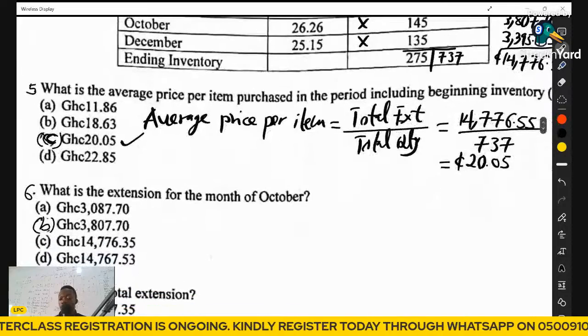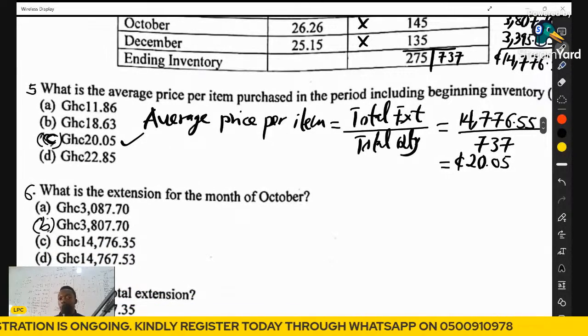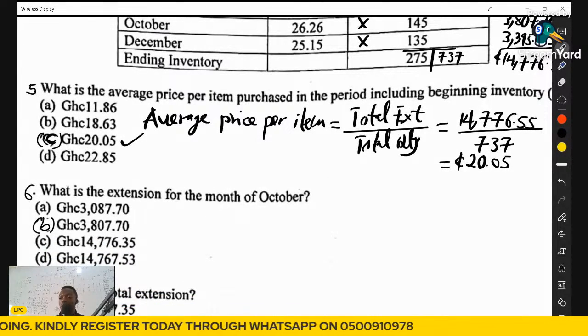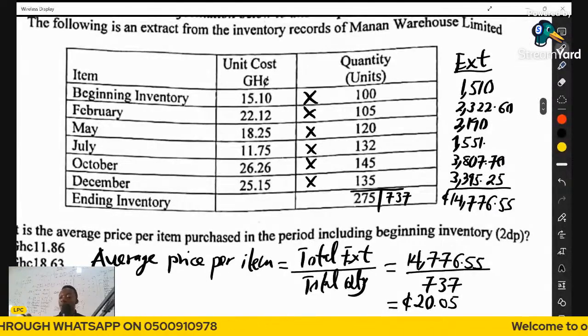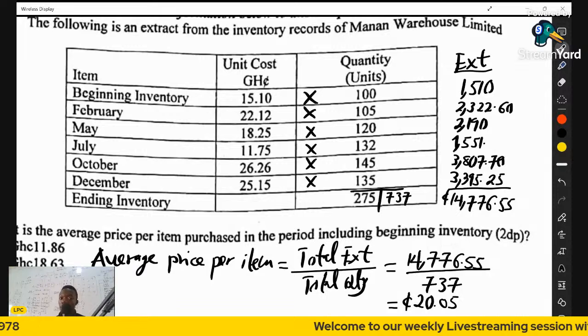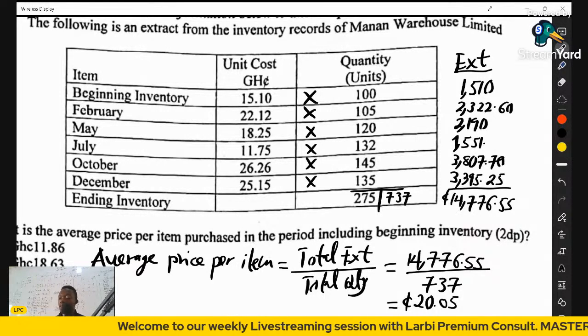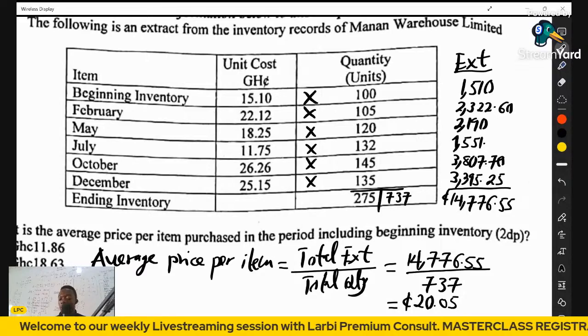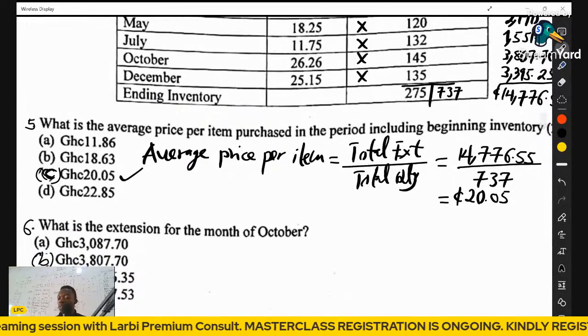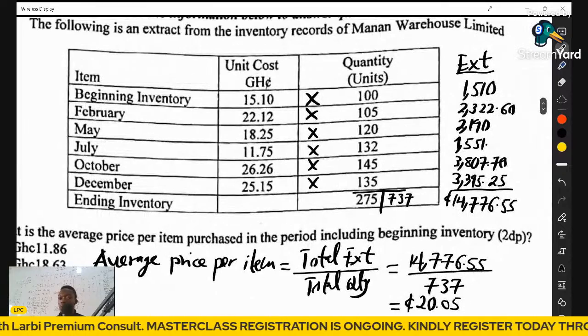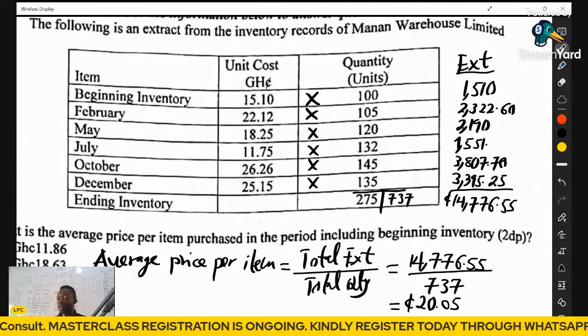Then question 6. What is the extension for the month of October? So you see the reason why you need to, first of all, compute all individual extensions and even the total quantity and the total extension. It will make your work so simple, to actually beat time in an examination situation, right? So we're asked to find the extension for the month of October. So we just locate the month of October and then identify the extension. So that is here, right?